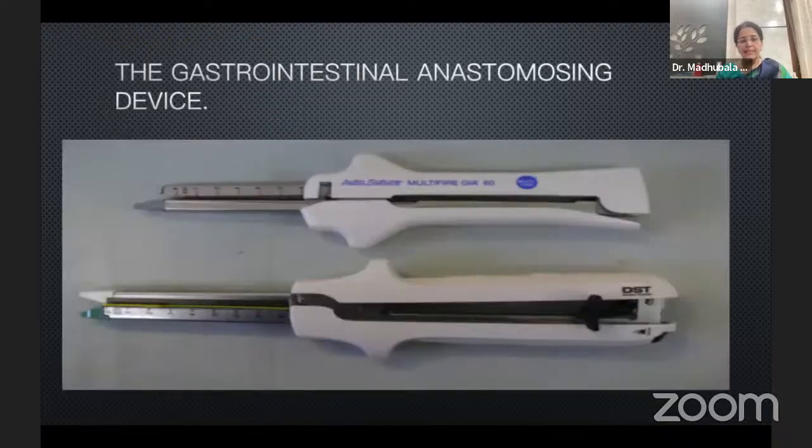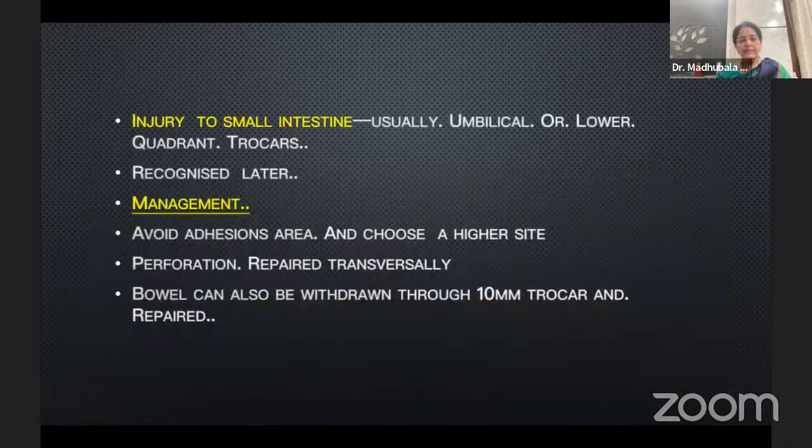This is the gastrointestinal anastomosing device, which will suture. You can see the auto suture written on it. When you have one, this is a luxury. Many of the advanced laparoscopic surgeons will have this and they'll suture the bowels.